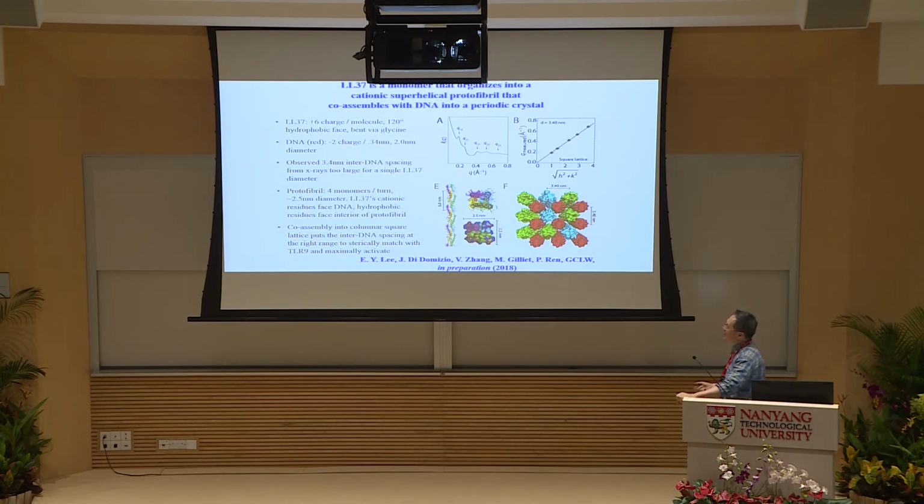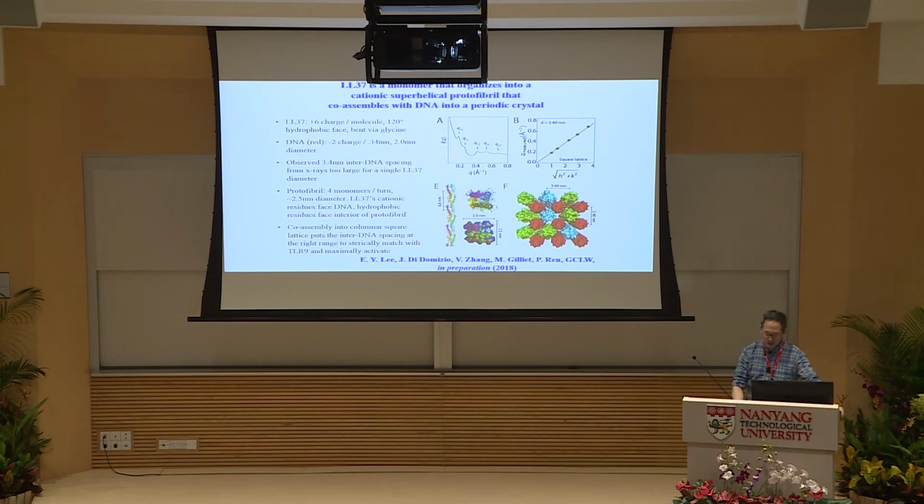And the answer turns out to be the following: LL37, in the presence of oppositely charged DNA, will actually form a fibril. This is work that we did together with Peng-Yu Ren's group at the University of Texas at Austin. The idea is that LL37, this bent alpha helix, forms a kind of superhelix where the core of this superhelical fibril is hydrophobic, and the outside is cationic so that it can interact efficiently with the DNA. So it co-assembles into this columnar square lattice.